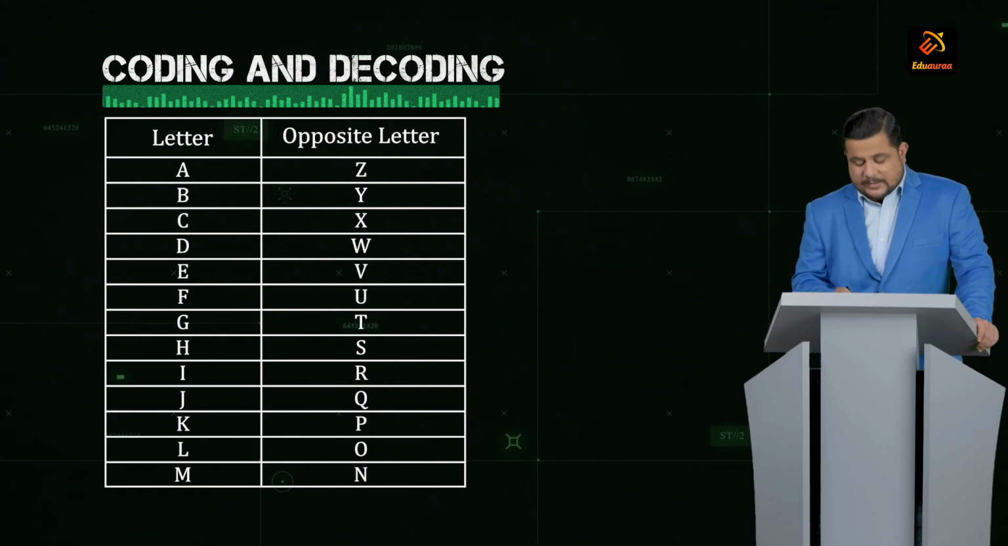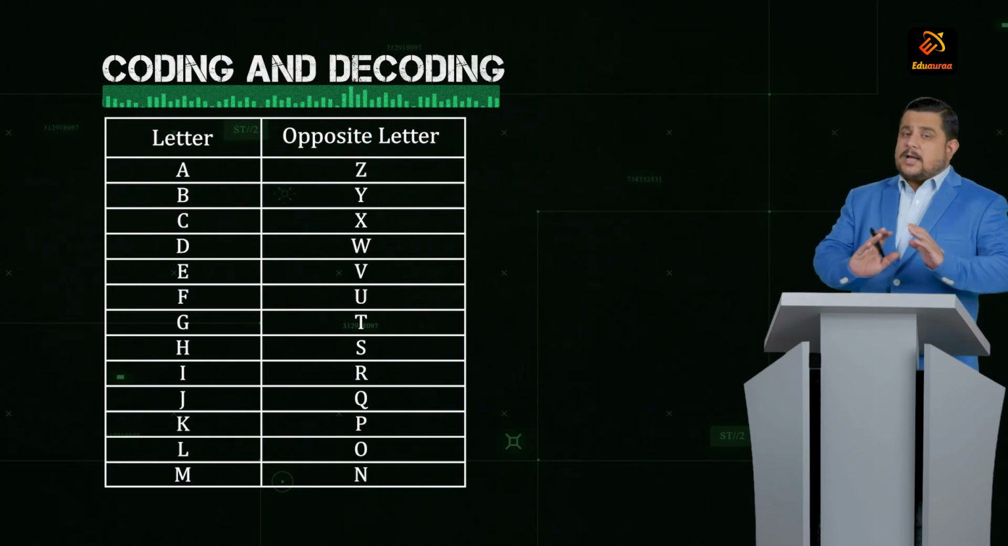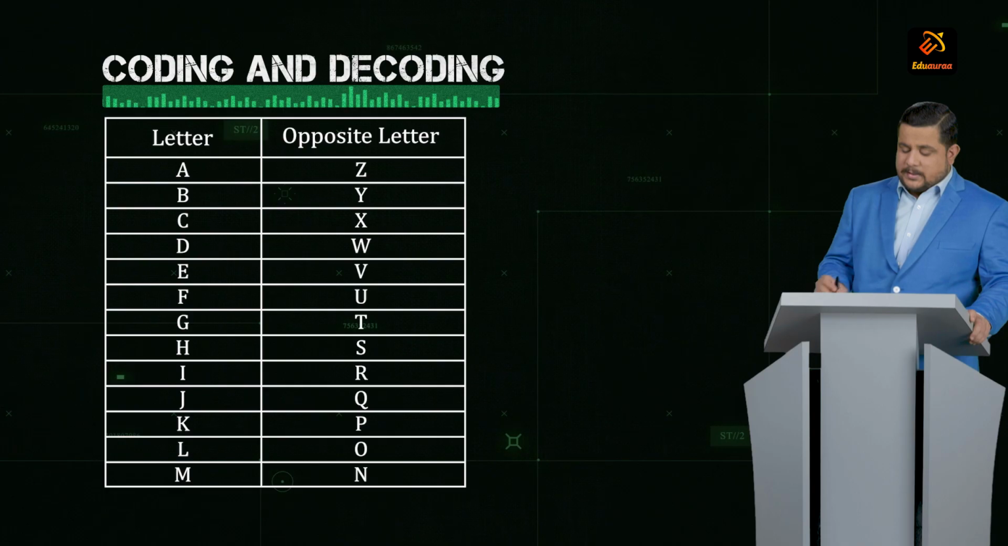And now, in the same way, C and X, D and W, E and V, F and U, G and T, H and S, I and R. So all these pairs are opposite letters.